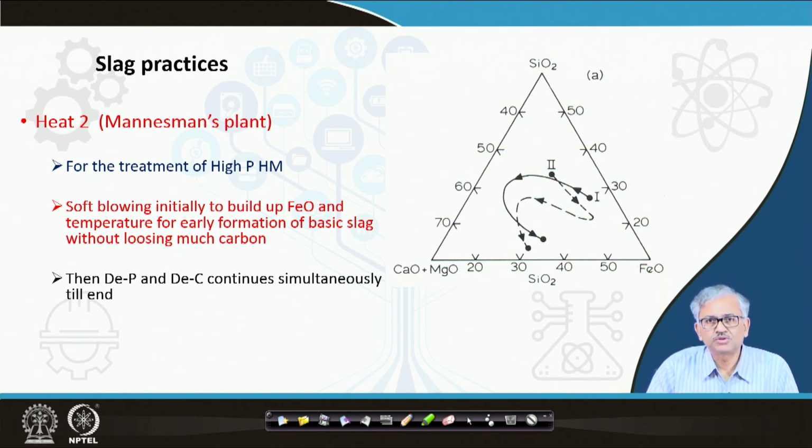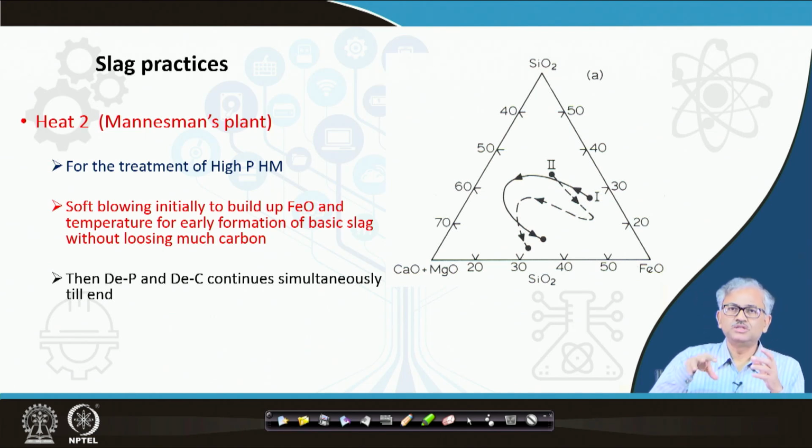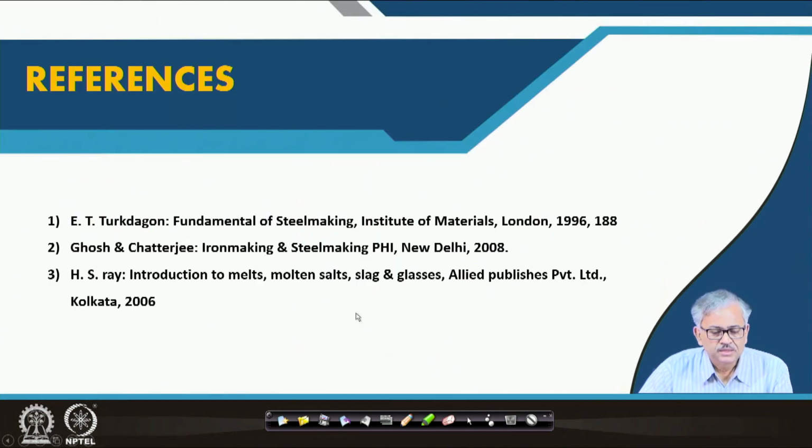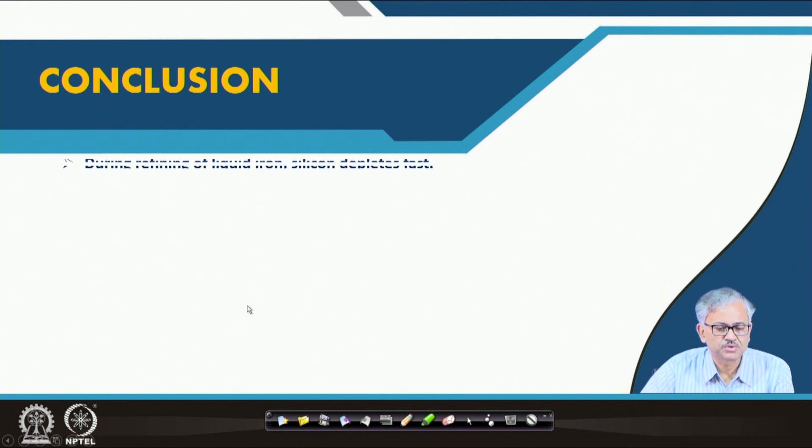At the end of the soft blow, iron oxide is 40%, and then CO also starts dissolving at that point, because you have the temperature and FeO. So, a very early dissolution of the CO takes place, and then you start dephosphorylation, and decarbonization continues till the end. Okay. So, these are basically in E.T. Turkdogan, Fundamentals of Steelmaking. You can go through this book, and Ghosh and Chatterjee, this book is also important.